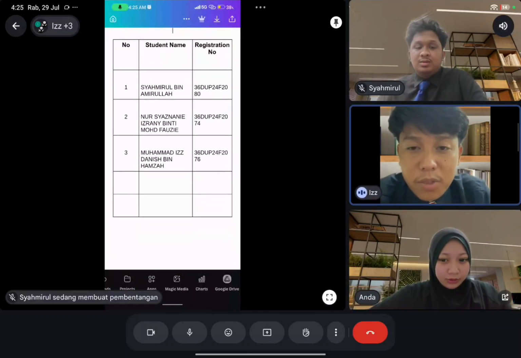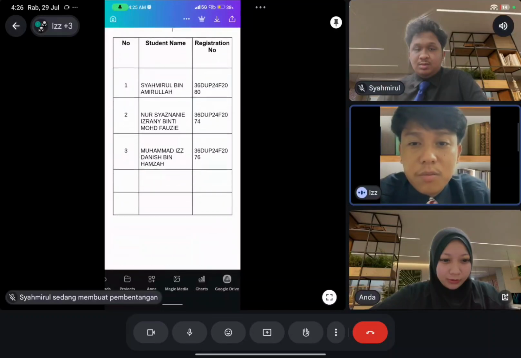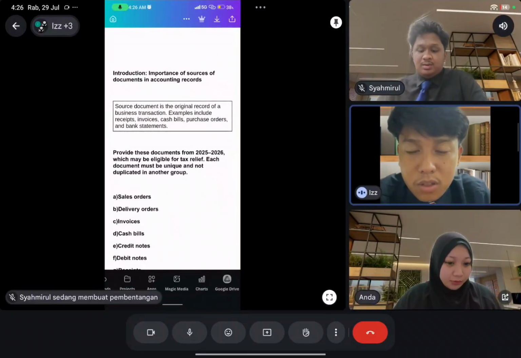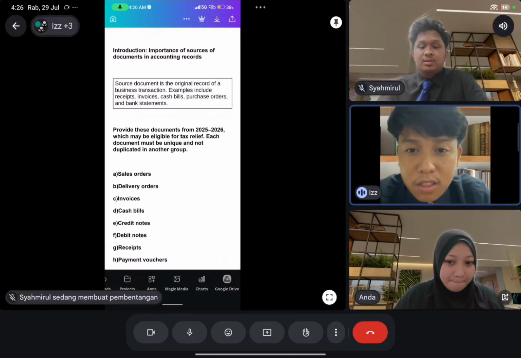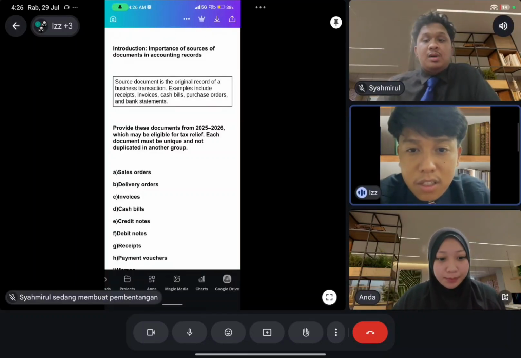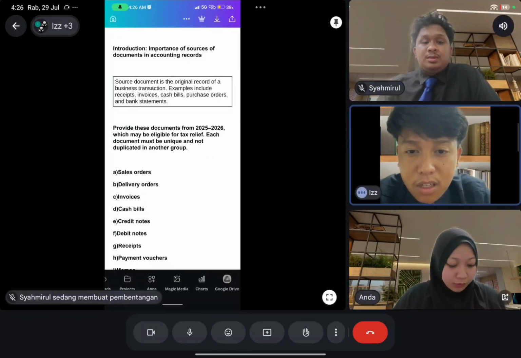And today we will present on the importance of source documents in accounting records. Source documents are very important because they provide evidence that a business transaction has taken place. They help ensure that accounting records are accurate, complete, and reliable.